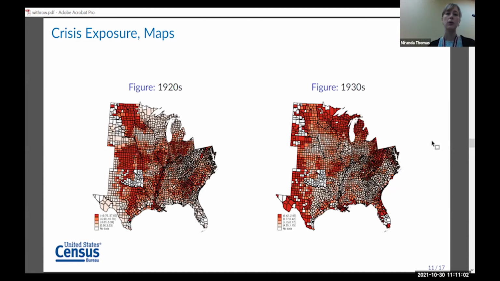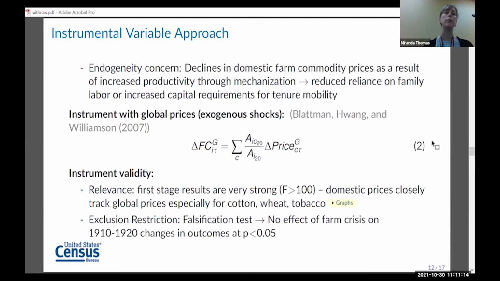So these two maps show the variation in crisis exposure in each decade. Here, the darker reds indicate a county was more exposed in that decade to the crisis. These shocks to farm commodity prices were primarily driven by international events, so they are maybe already plausibly exogenous to local developments, but there is a concern that something going on more locally might be affecting both farm commodity prices and the outcomes that I'm interested in.